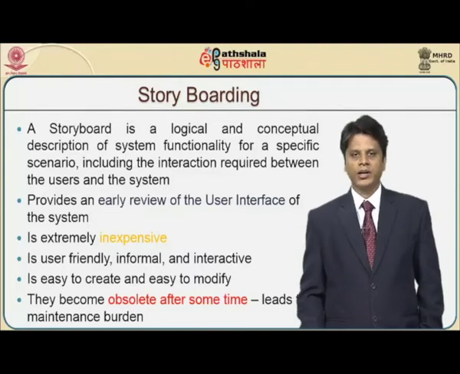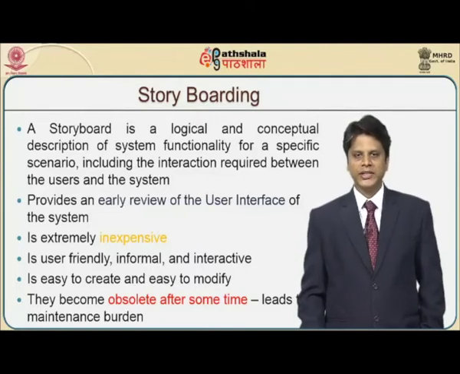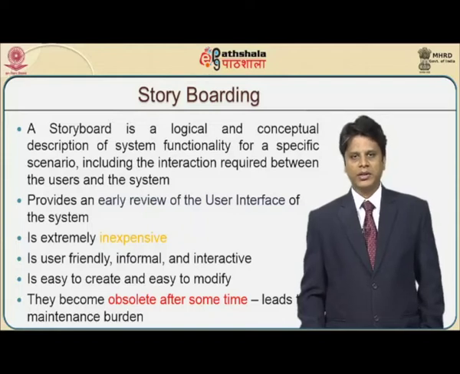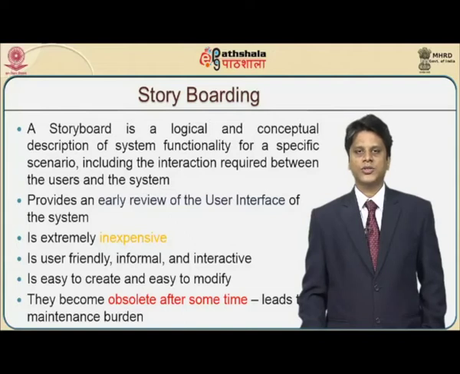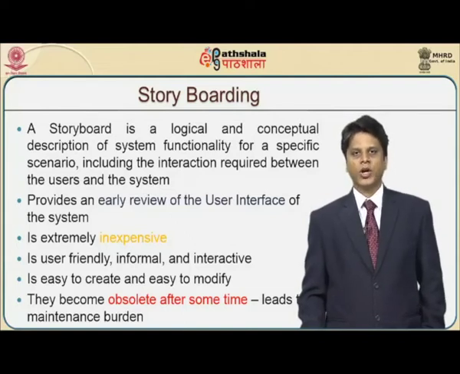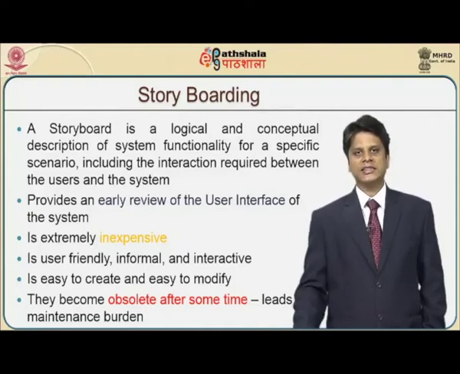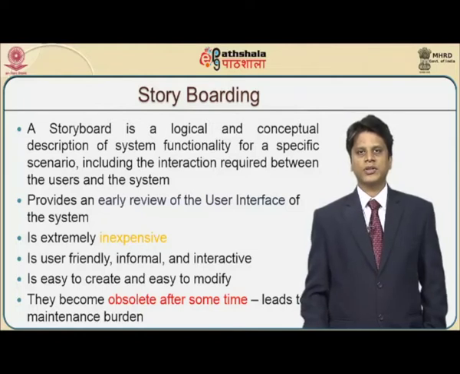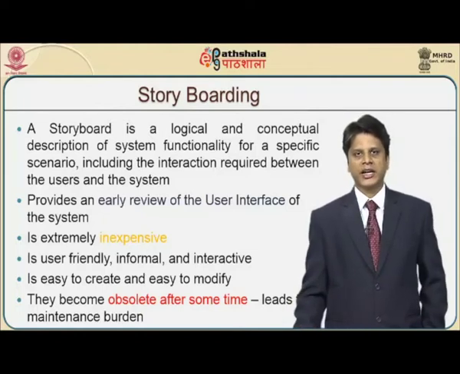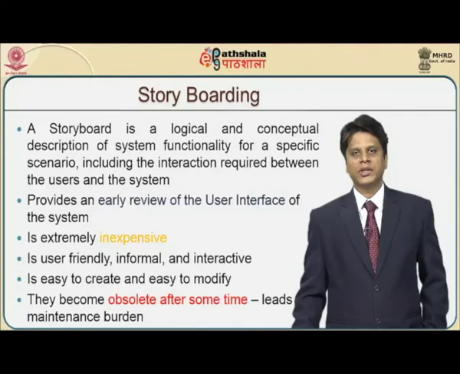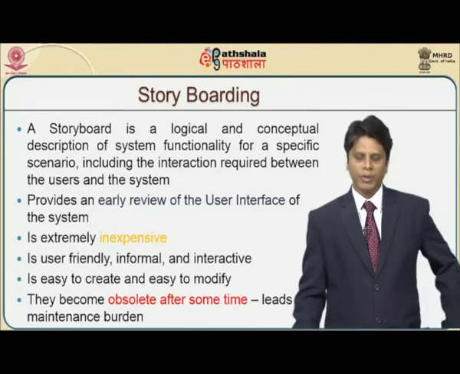Storyboarding becomes obsolete after some time, and many times it becomes a bigger burden when it comes to maintenance. This is purely because there has been no professional or formal way of organizing things. Because of small user stories that have been derived, things have gone directly into implementation.